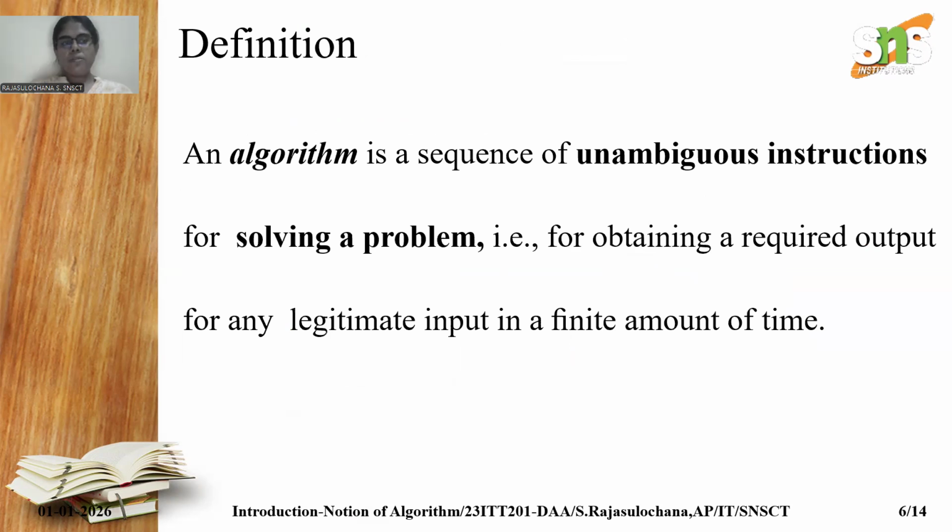Algorithm is used to solve a particular problem by providing step-by-step instruction. Here is a definition. It is a sequence of unambiguous instruction for solving a particular problem, which is for obtaining a required output for any legitimate input in a finite amount of time. Here the term unambiguous instruction has been highlighted. The step-by-step instruction that you are writing to solve a particular problem has to be very clear and there should not be any confusion. That is why it is insisted that the instruction has to be unambiguous.